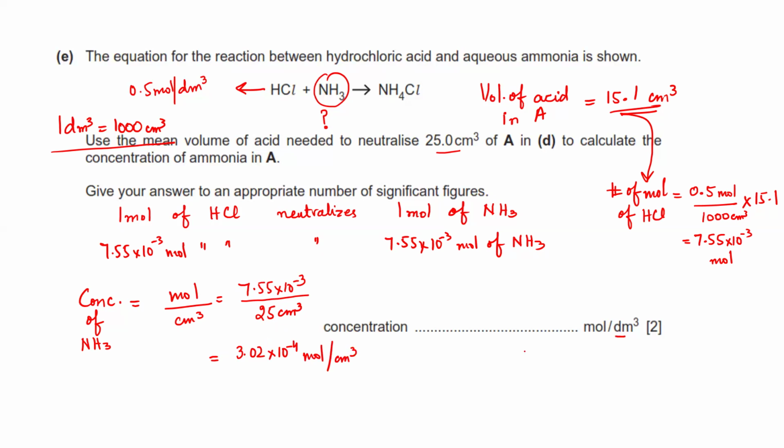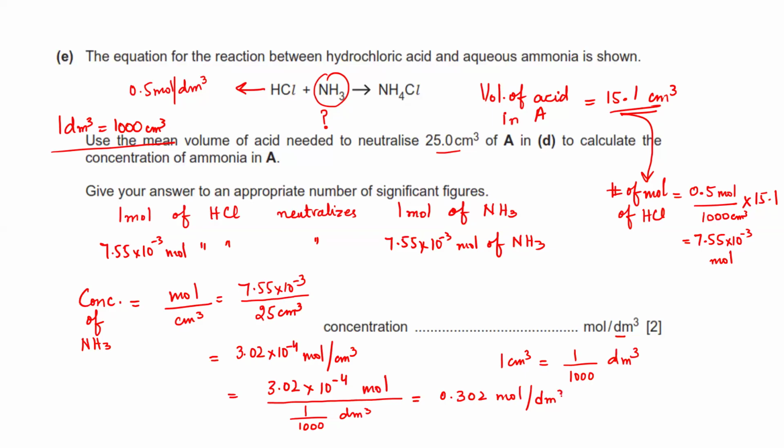But we have to give it in terms of decimeter cube. So remember, 1 centimeter cube is equal to 1 divided by 1000 decimeter cube. So instead of centimeter cube, I can write 3.02 into 10 to power minus 4 mole, and instead of centimeter cube, I will write 1 by 1000 decimeter cube. The 1000 goes up, multiplies with it, and it comes out to 3.02 mole per decimeter cube. So this is my concentration of ammonia that is used in this reaction.